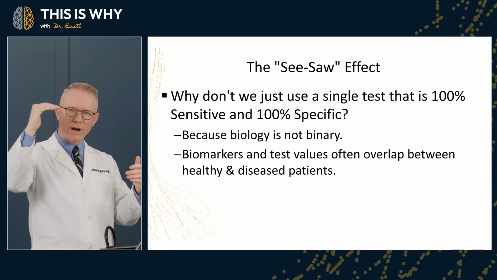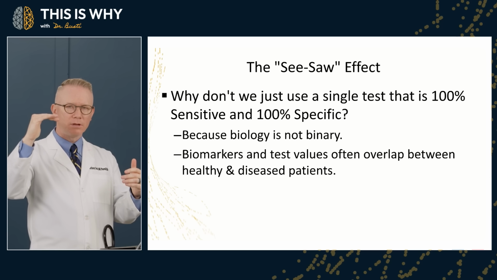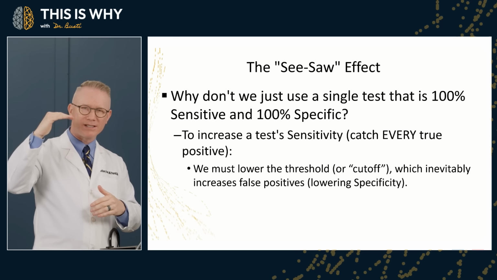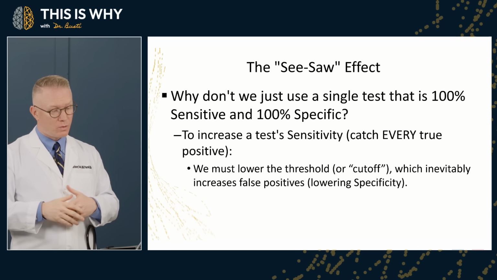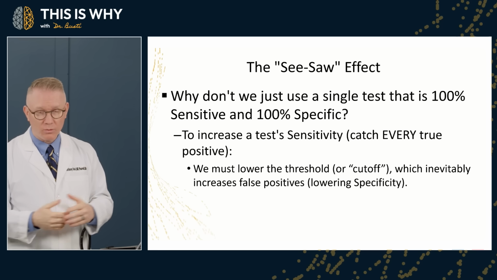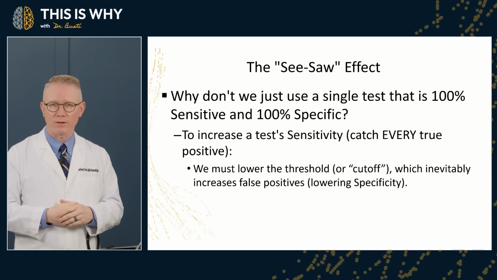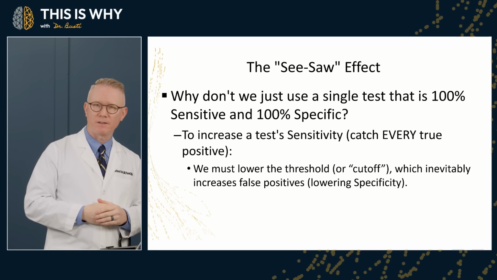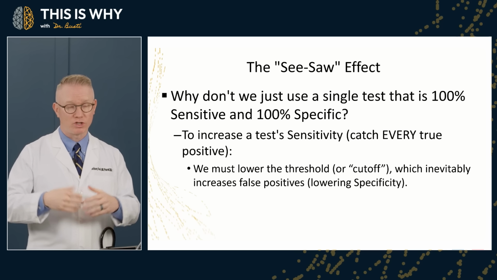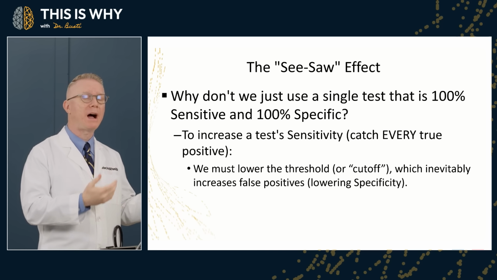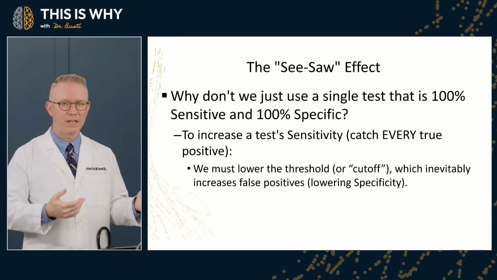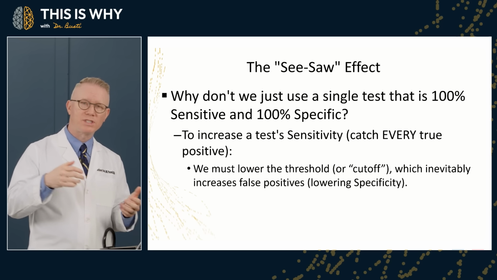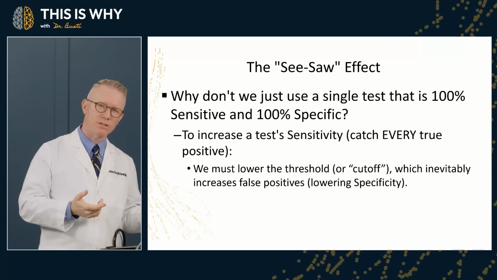But there's a certain threshold that we get to, and that's where, as we increase the test sensitivity, guess what? We'll capture everybody with the true positive, but it will lower the specificity in doing so, because you'll increase the false positives. And this becomes that seesaw effect that I was referring to earlier. You sacrifice one thing to gain something else.